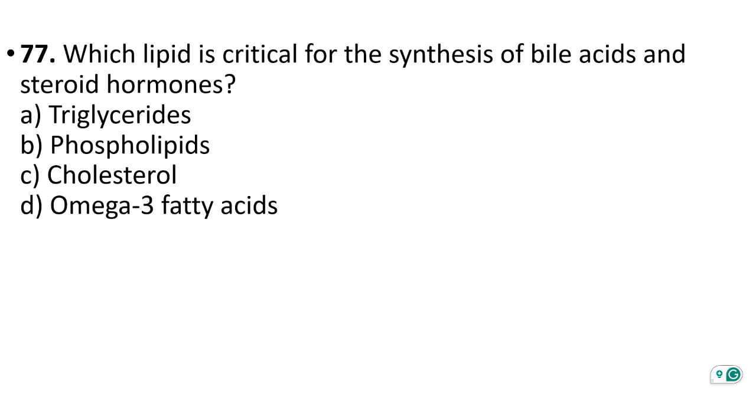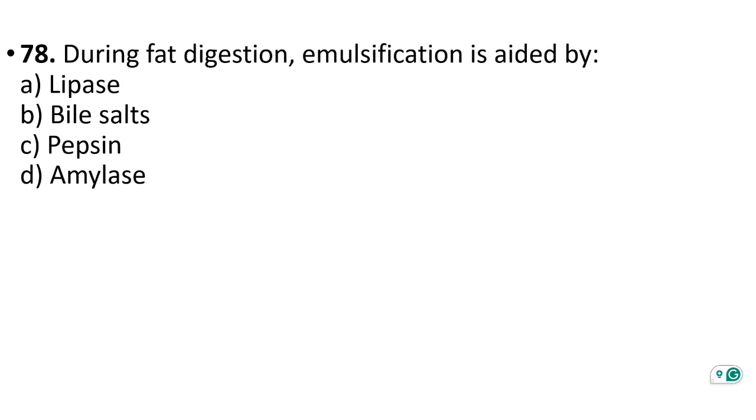77. Which lipid is critical for the synthesis of bile acids and steroid hormones? Triglycerides, phospholipids, cholesterol, omega-3 fatty acids. Your answer is option C, cholesterol. 78. During fat digestion, emulsification is aided by lipase, bile salts, pepsin, amylase. Your answer is option B, bile salts.